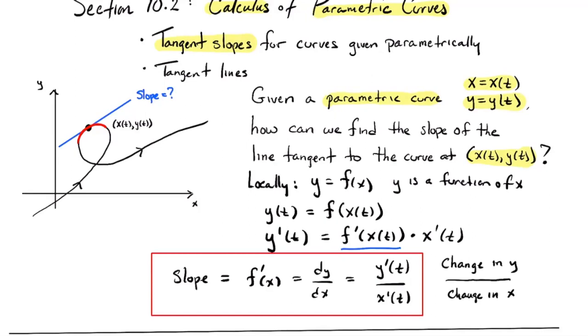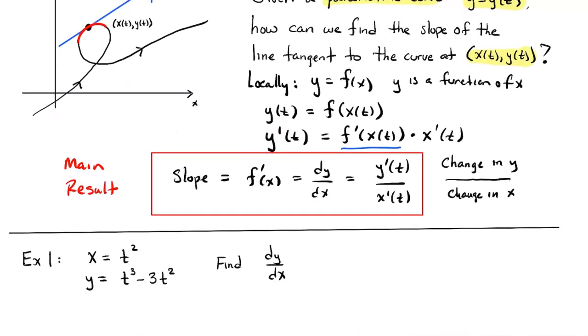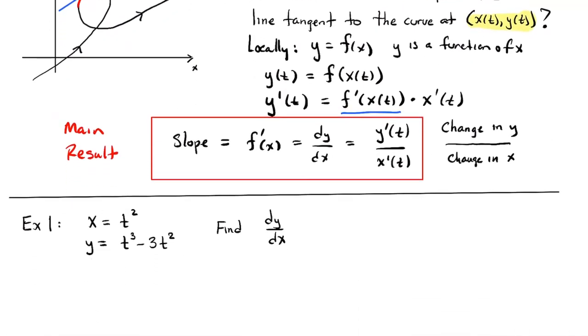Here, by change, we mean derivative with respect to the parameter value. Cool. So that's our main result of the lecture. That's how you compute the slope of the line that's tangent to a point x of t, y of t on a parametrically defined curve. Let's look at a concrete example. I'll leave that formula where we can see it.